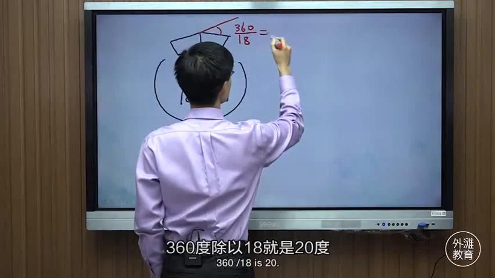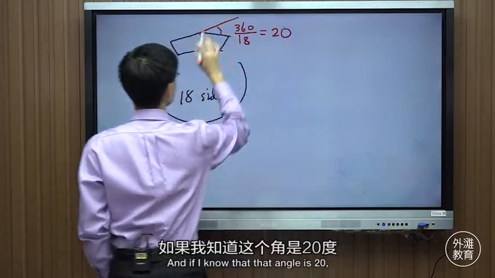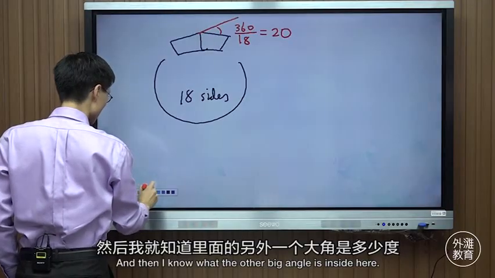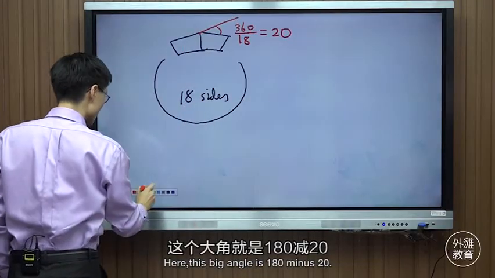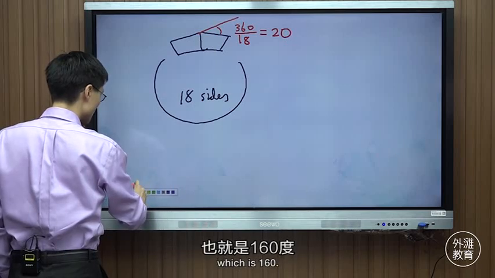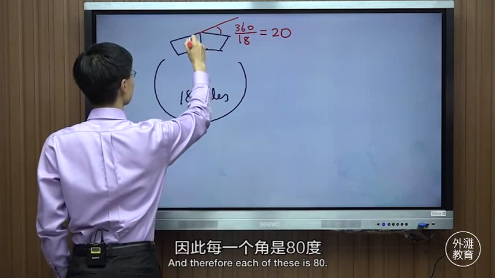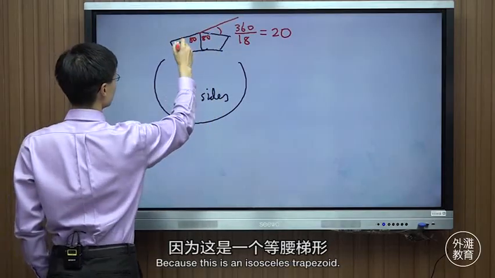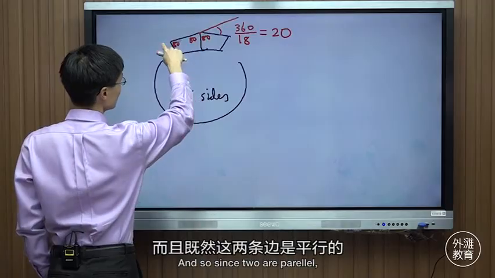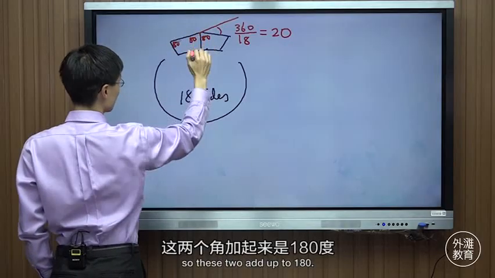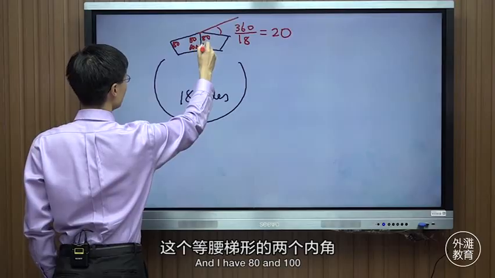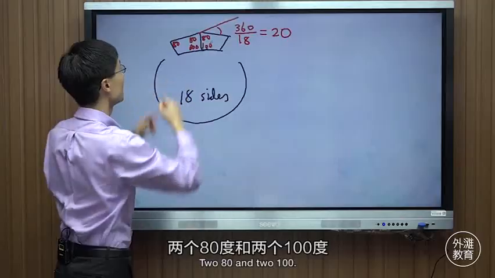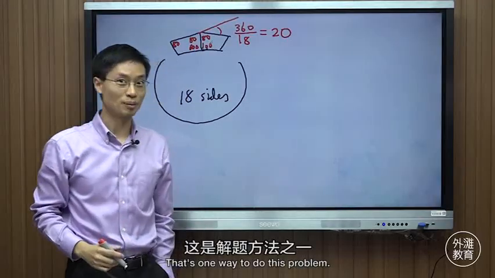If I do this, 360 over 18 is 20, and if I know that that angle is 20, then I know what the other big angle inside here is. This big angle is 180 minus 20, which is 160, and therefore each of these is 80. And then we're basically done, because this is an isosceles trapezoid. Each of these are 80, and since these two are parallel, these two angles add up to 180, and I have 80 and 100 as the angles inside the isosceles trapezoid. 2 80s and 2 100s. That's one way to do this problem.